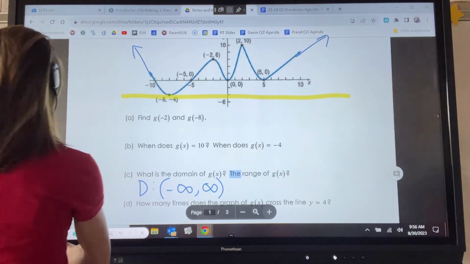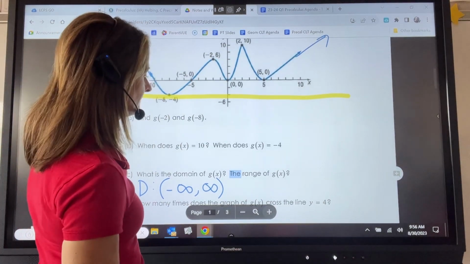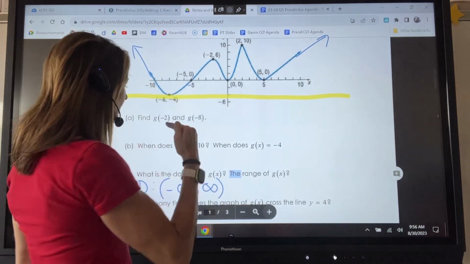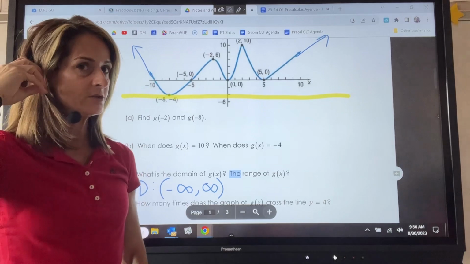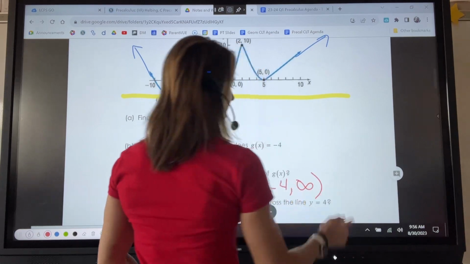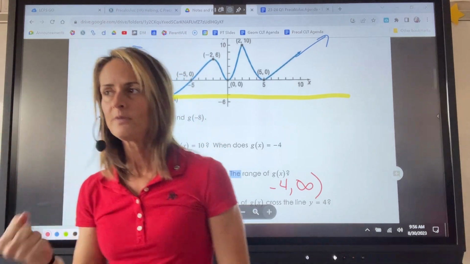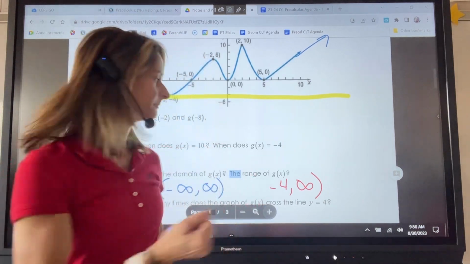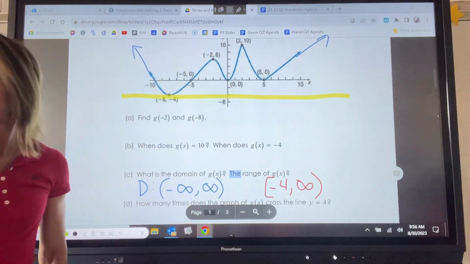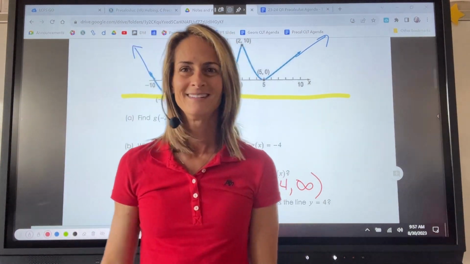So the range of G of X is going to start at -4 and it's going to go up to infinity. But we need to tell everyone that we need to include that -4. How do we do that? We know to put a parentheses around the infinity. But how do we tell everyone we want to include that -4? Bracket. Hard bracket. Questions on the bracket? Good? Do you guys know this stuff from like Algebra 2? Is it coming back? Okay, good.